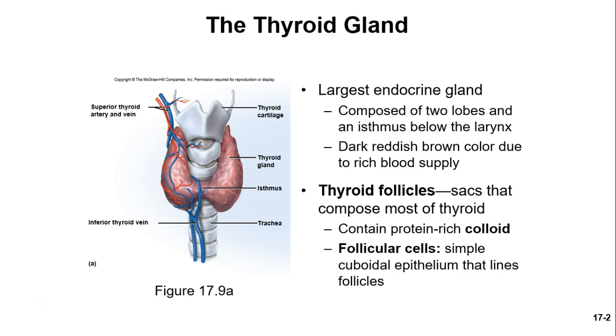You'll also notice that it's highly vascularized. Well, it's an endocrine organ, and if you remember, hormones are dumped directly into the bloodstream, so the tissue needs to have a good blood supply. If we look at the microanatomy, the thyroid is divided up into follicles, sacs that compose most of the thyroid, and they're going to contain this protein-rich thing called colloid.